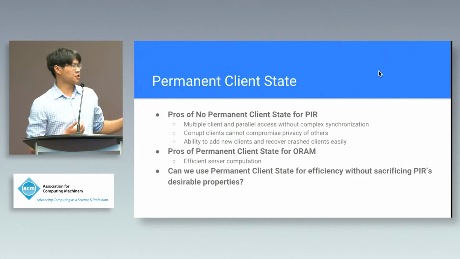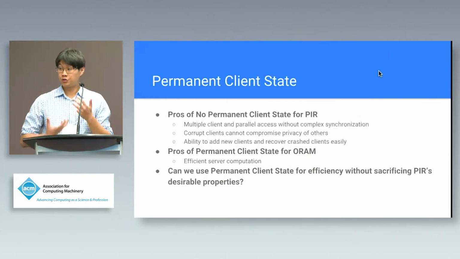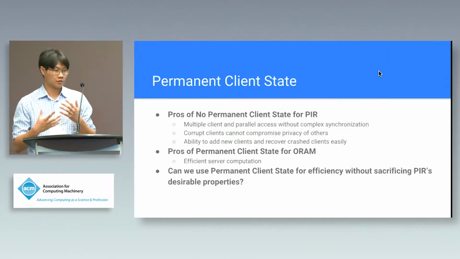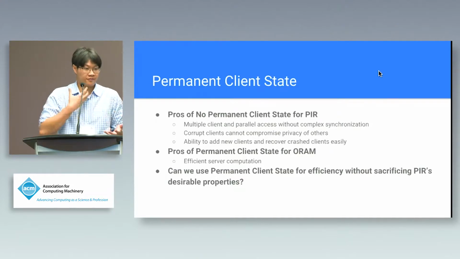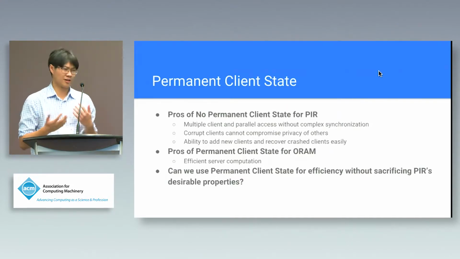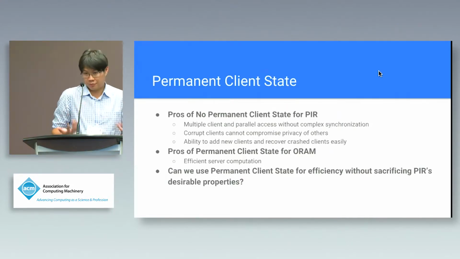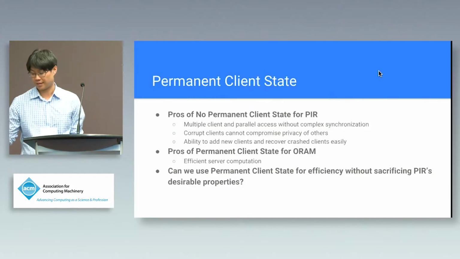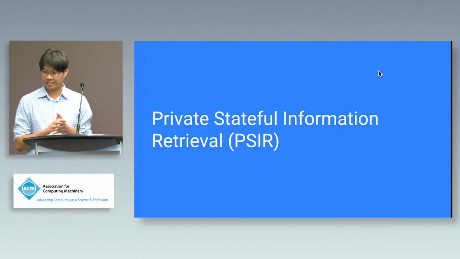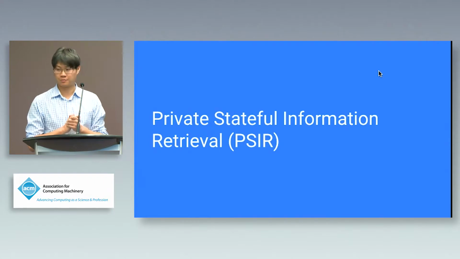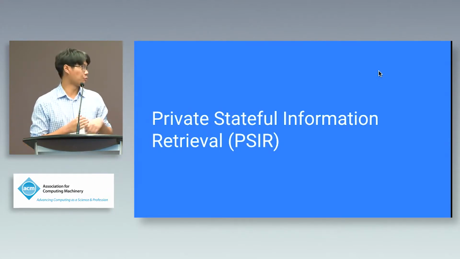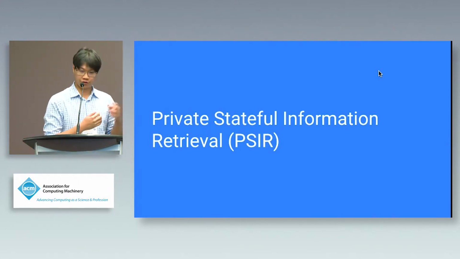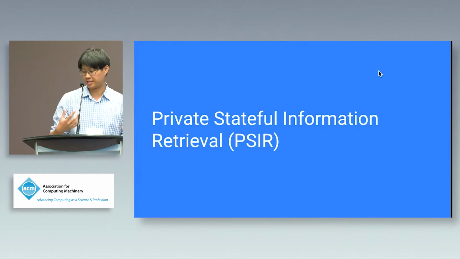So this leads to a very fundamental question: can we use permanent client storage in a way that improves the efficiency of PIR, but doesn't sacrifice all three properties that we really want in any storage system? And the answer is yes. We show that you can do this by introducing a new primitive, which we call private stateful information retrieval. The stateful literally means that the client now has some long-term state.